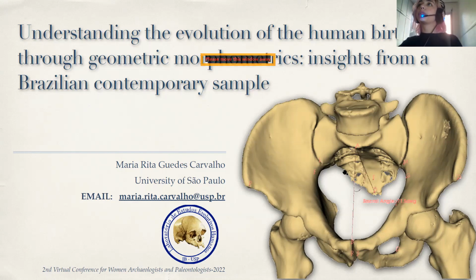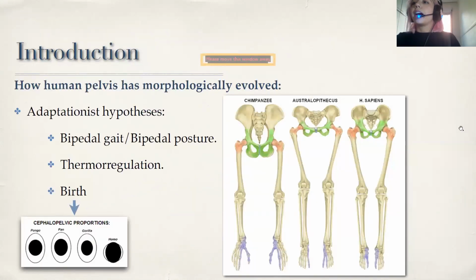My research project is about the evolution of the bony pelvis in human species and its possible evolutionary relationships with birth. So first of all, I have to tell you a little bit about how the pelvis shape has evolved from the Neogene to the Neolithic. And just like other changes that occurred in the lower limbs of hominid species, the changes in the bony pelvis are interpreted as adaptations for bipedal walking from a functionalist point of view.